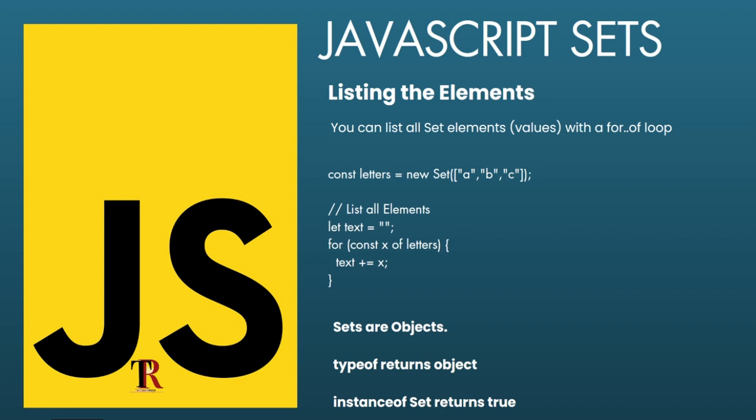Listing the elements. You can list all set element values with a for of loop. So you are going to be using a special kind of loop, which is a for of loop, whenever you want to list the elements of your set.